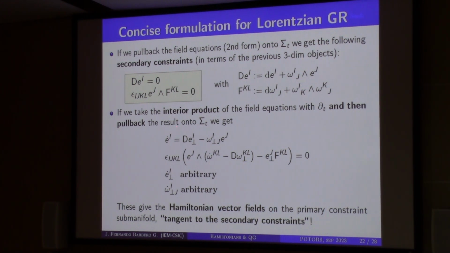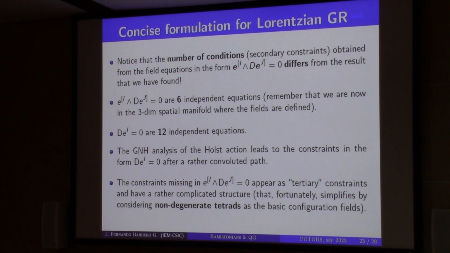In fact, for the first one, I can read exactly what the component of the Hamiltonian vector field giving the evolution of E is. In the second case, I have to solve this equation because I have something multiplying omega naught, which is a derivative. But that's easy, so you can do that. And you get that these guys are arbitrary, which is actually what you expect. And from here, you can actually read the Hamiltonian vector fields on the primary constraint manifold that are tangent to all the constraints and describe the dynamics of the whole system. This is straightforward, and this is exactly what you will get if you use the GNH method.